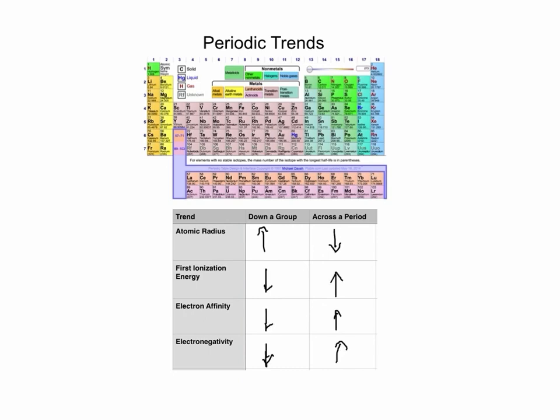So there's actually only two patterns you have to remember. You need to remember that atomic radius goes up as you go down a group and goes down as you go across, and then all the others are just the opposite. So all of the other three trends decrease as you go down a group, increase as you go across, while atomic radius does the opposite.